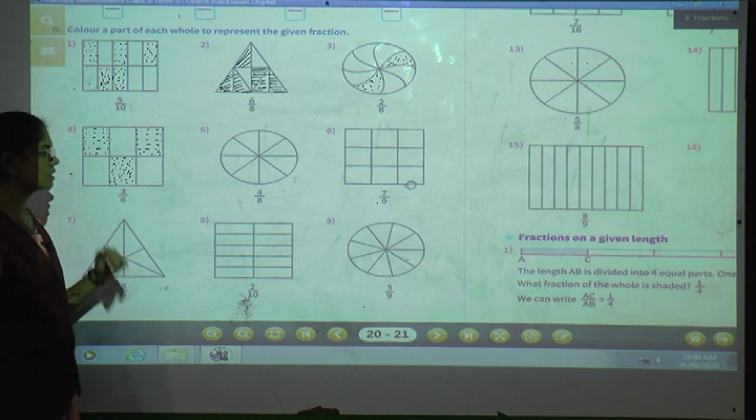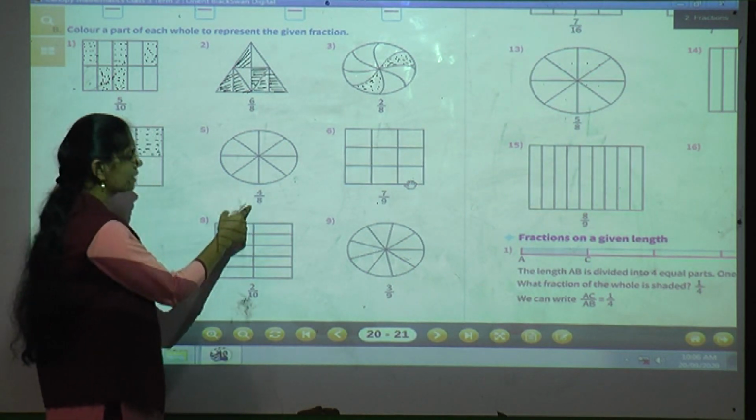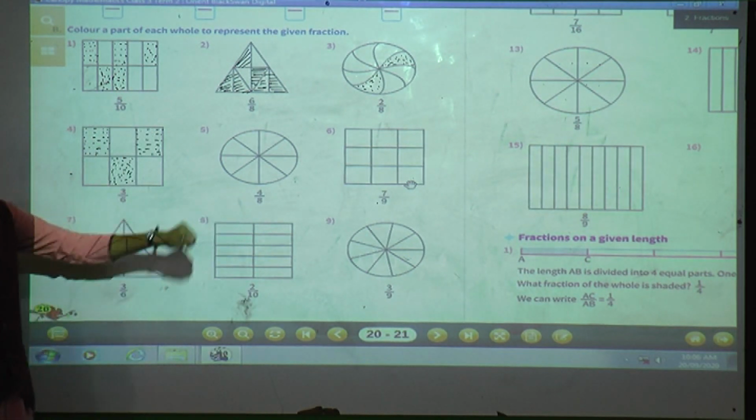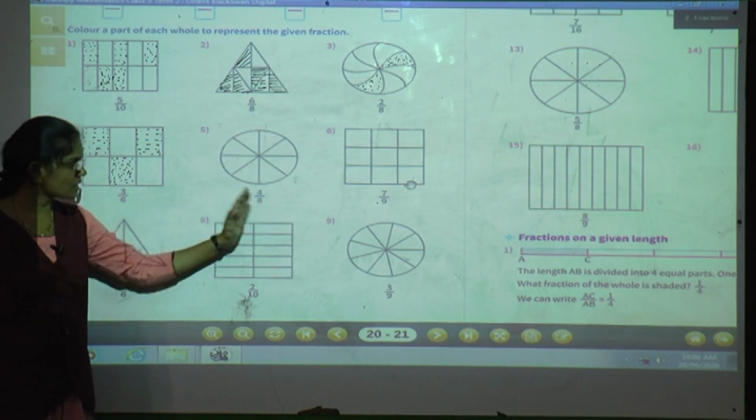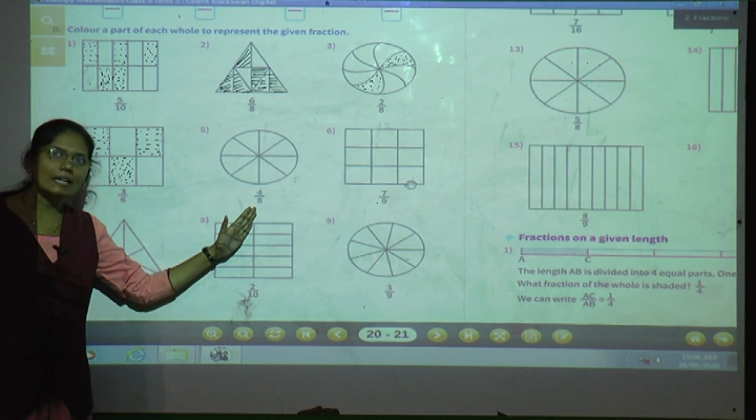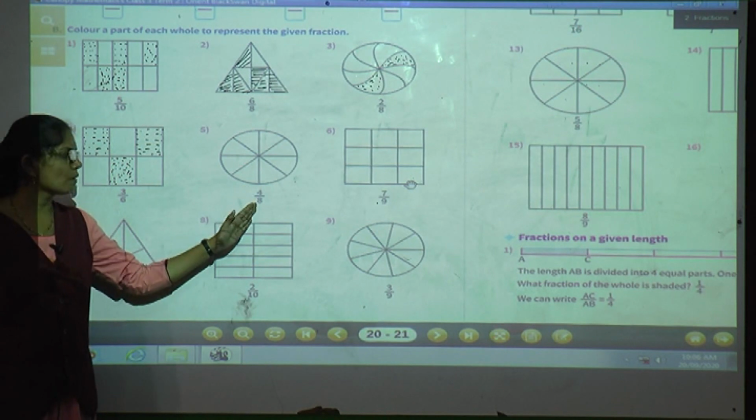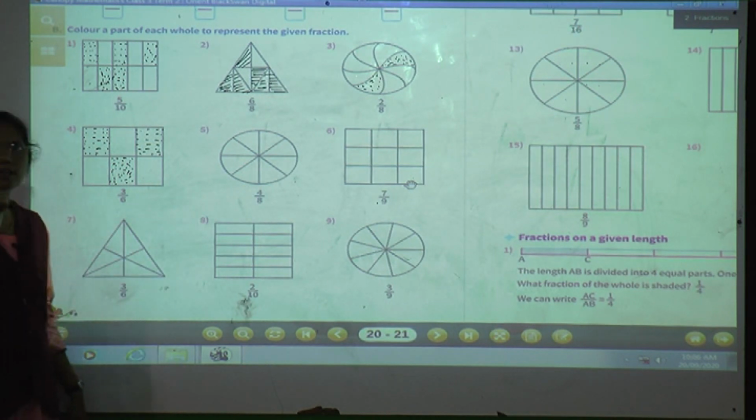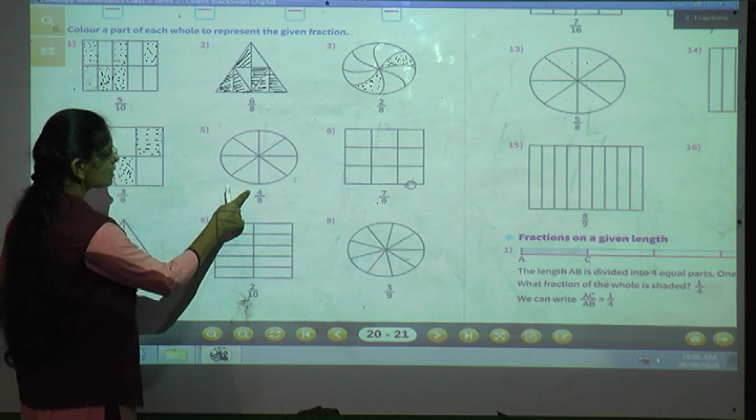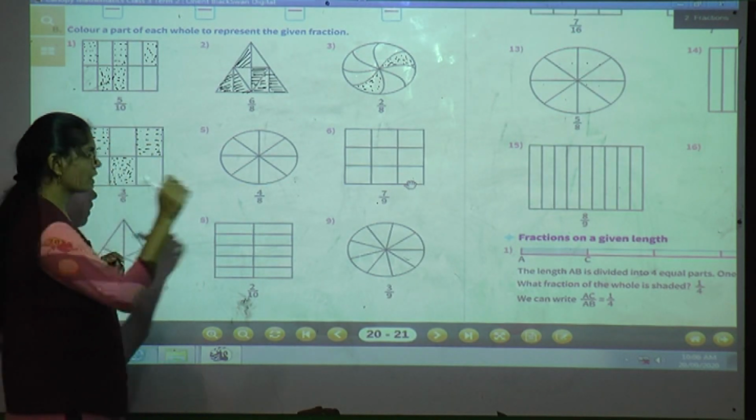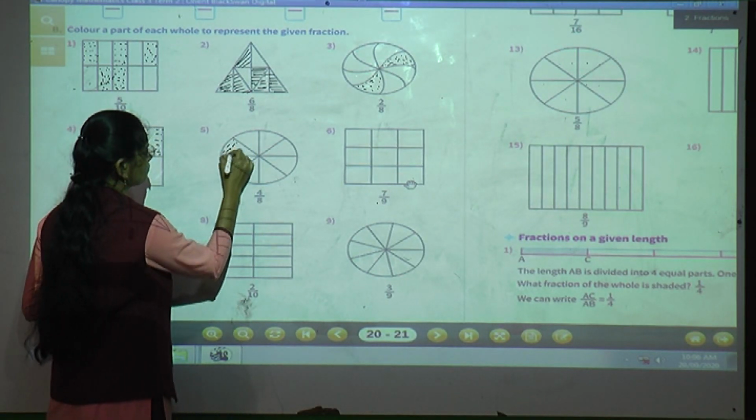Okay, now see this example. The fraction is, read this fraction, 4 by 8 means this whole is divided into how many parts? 8 parts. Okay, and out of that 8 parts we have to color 4 parts because the numerator is 4. Okay, so color 4 parts.